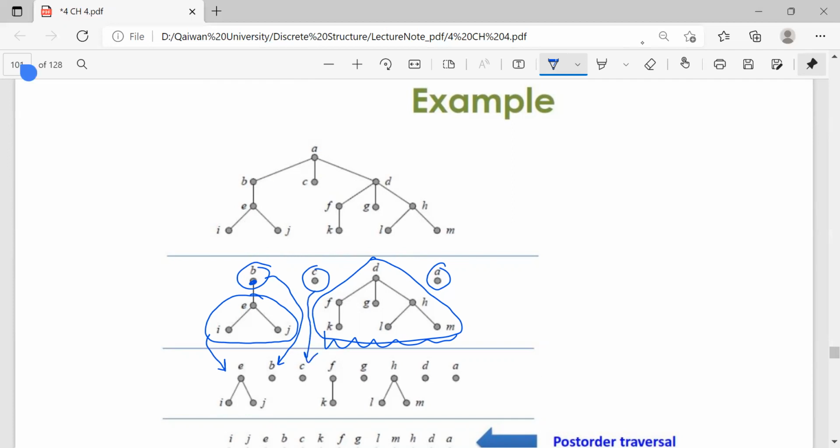Now we have D. D is the root. In D, we have these three subtrees. This is a tree. In this tree, D is the root. So we must first write down all the subtrees, then the root. So the subtrees are this one, F and K, then G, and then this one, H, L, and M, and then the root.